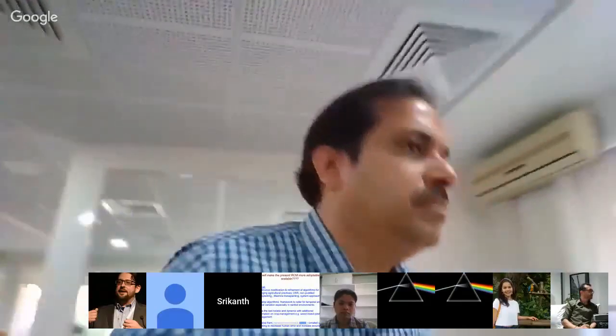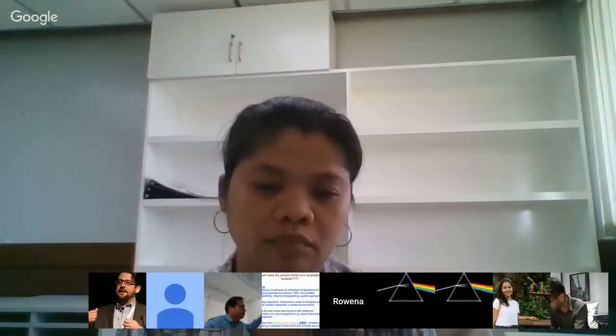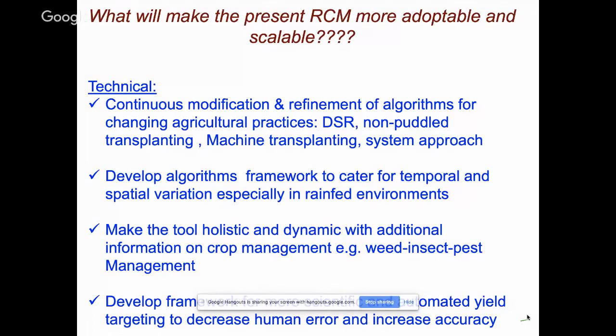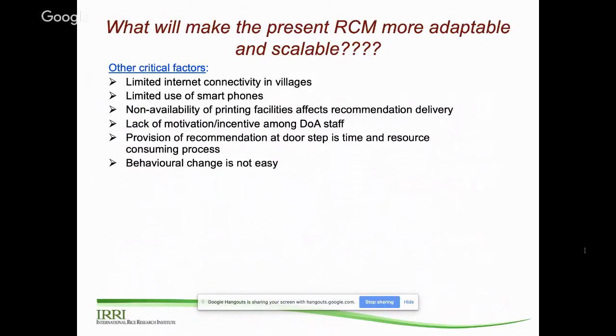We need to develop algorithms and frameworks to cater for temporal and spatial variation, especially if we talk about the rainfed environments. And we need to make the tools more holistic and dynamic with additional information. So we are looking at partnerships. And we also need the frameworks to be more automated for yield targeting, to decrease the human error and increase the accuracy. I would like to highlight some of the challenges that we are facing in our initial programs that we are doing.